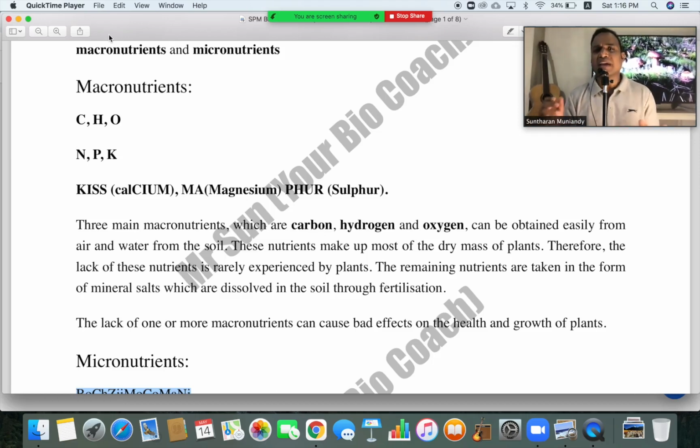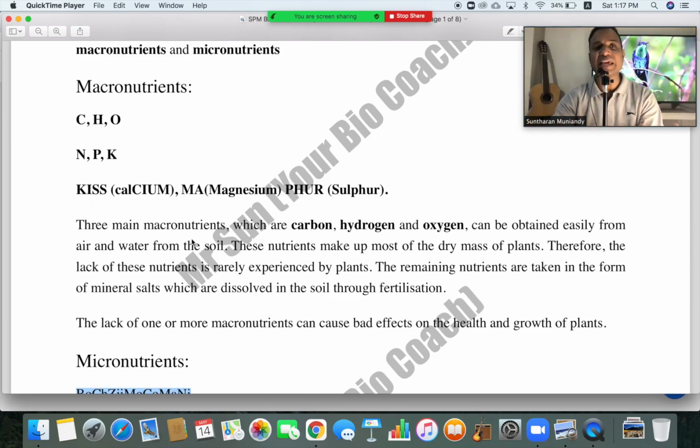And if, let's say, there is a lack of supply of any of these, then the plant will not be able to grow properly. They will have stunted growth, and they will also die if one of these, carbon, hydrogen, or oxygen, is not there for the plant.